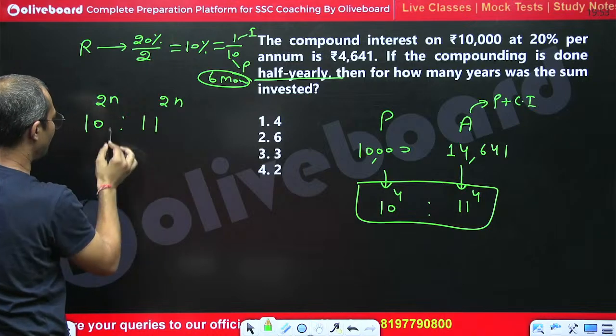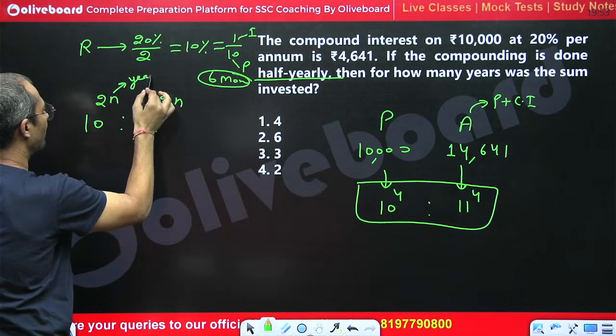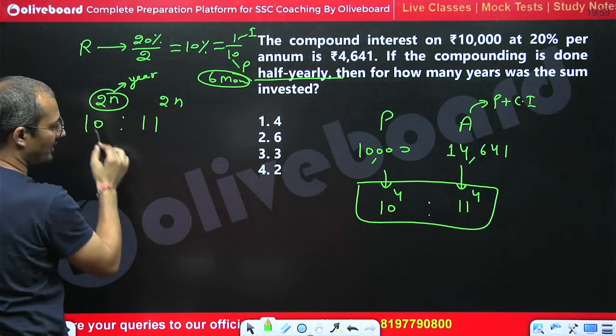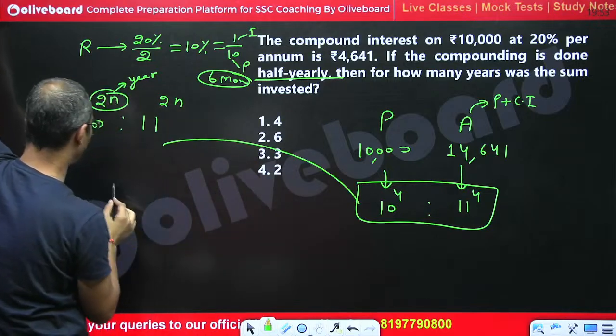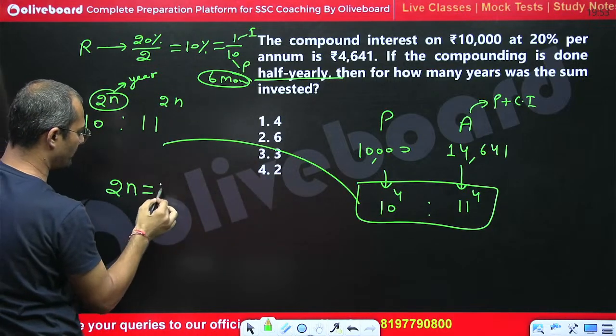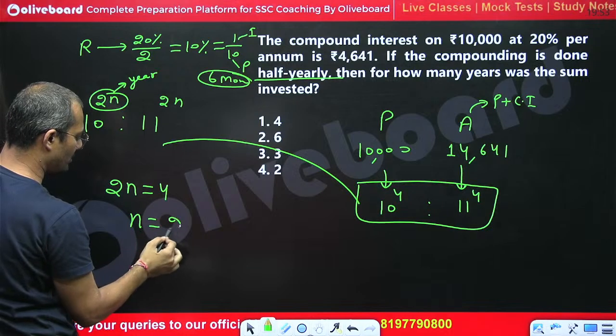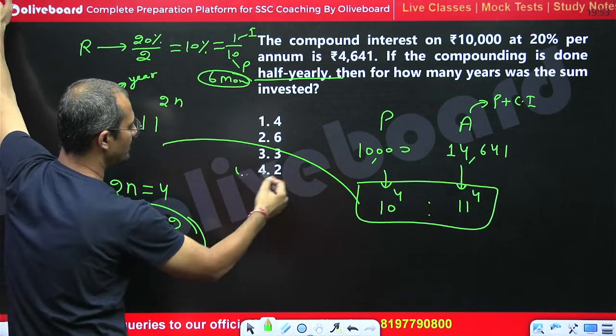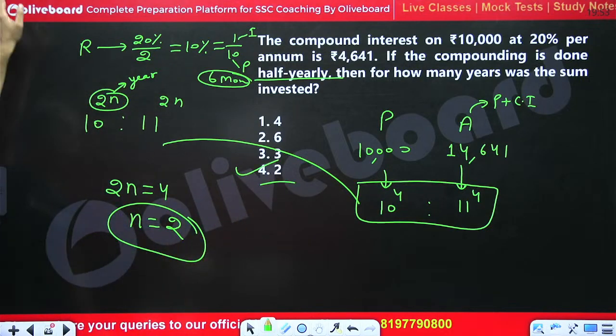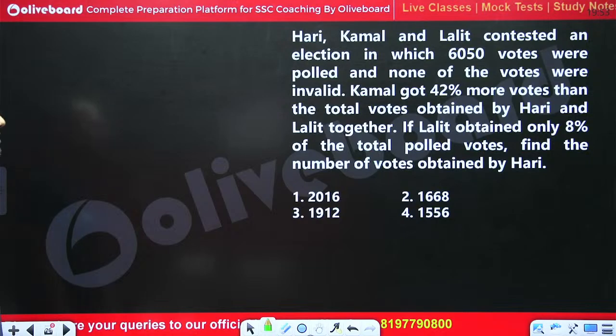So we can say that n is the number of years. After comparing this to this, we will get 2n is equal to 4. So n would be equal to 2. The answer would be the 4th part, right? So 2 would be the right answer. Okay, so moving to the next question.